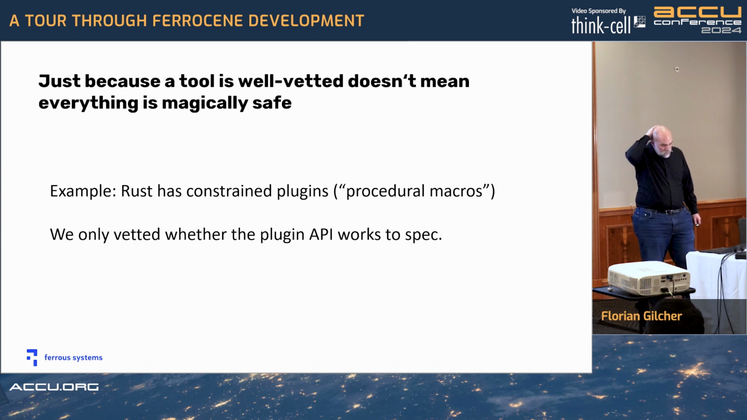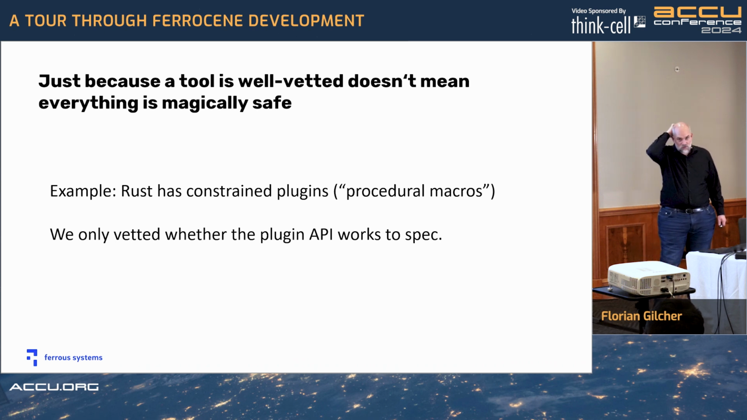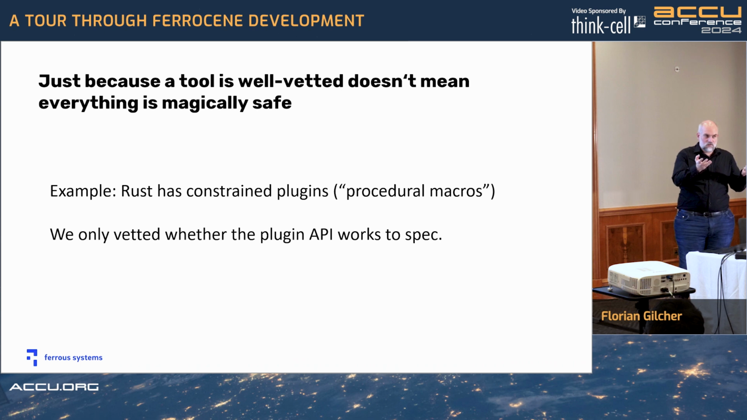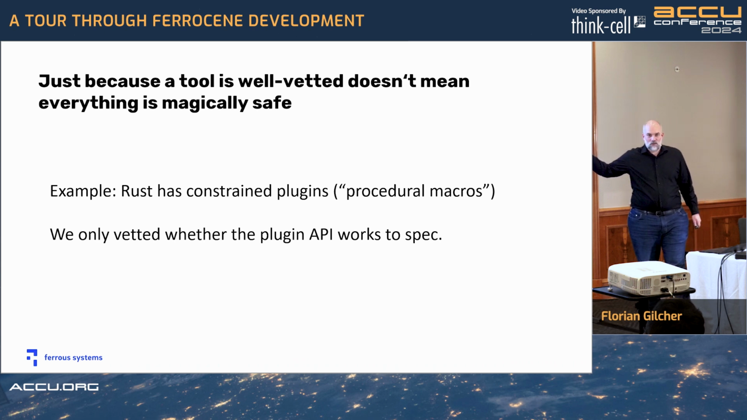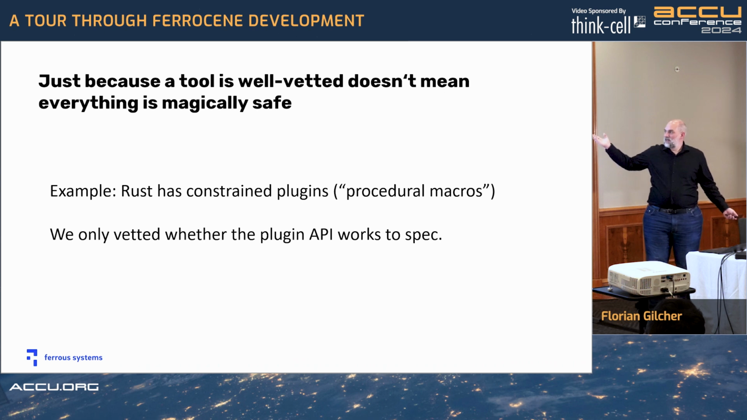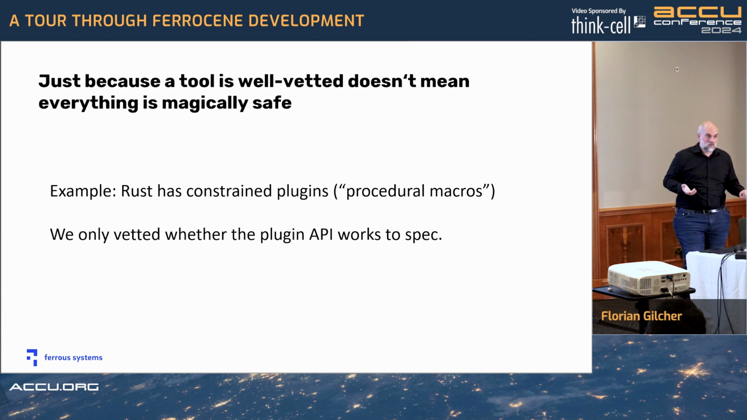For example, Rust has a constrained plugin system called procedural macros. It can generate code from the template of structures. What it does is look at the AST of the structure and allow you to create additional code. So you vetted whether that plugin API works. It's one function that works. It's really easy to vet that. If you're deploying it in an actual safety critical environment, the question is, does your code generator actually work? Congratulations, you just bought a code generator in all environments, in all cases.